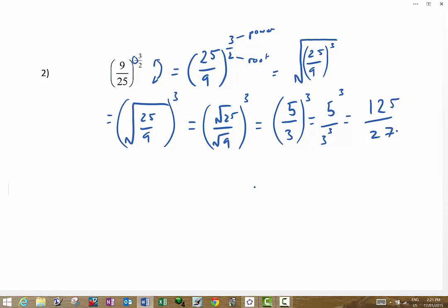125 over 27 is an improper fraction. The numerator is much bigger than the denominator. So how many times does 27 go into 125? Well, you might need to use a calculator for that, but it's actually 4 whole times. 4 27s is 108. So we're left with 17 27ths, and that would be the proper way of writing the final answer.